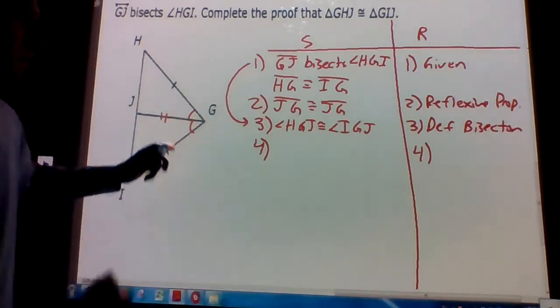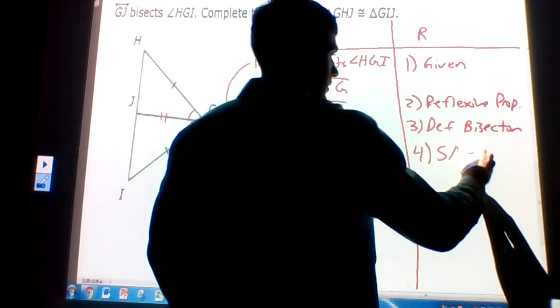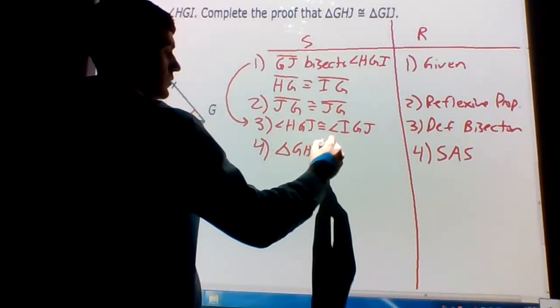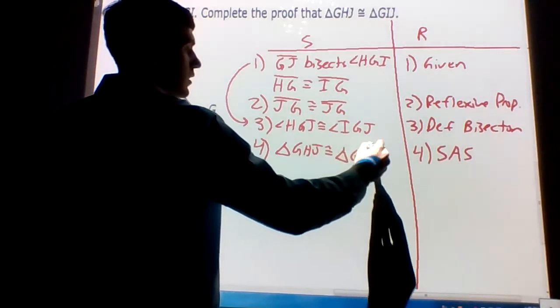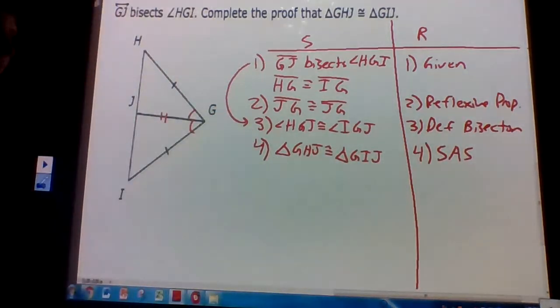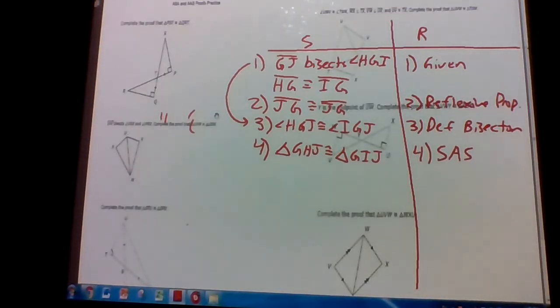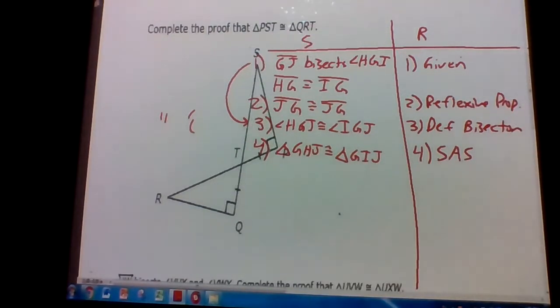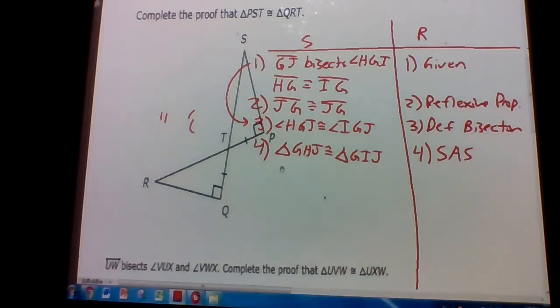And then we have side angle side. Side angle side will tell us triangle GHJ is congruent to triangle GIJ. There you go for that. Okay. Now, if we flip it over, we'll be on the angle side angle part and the angle side. We've got 6 more to go.